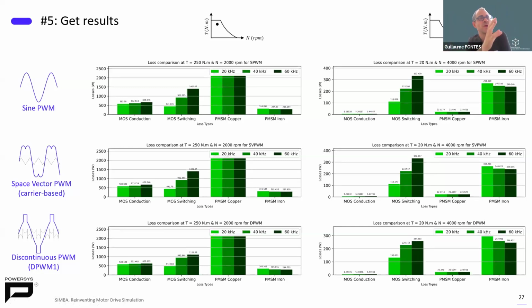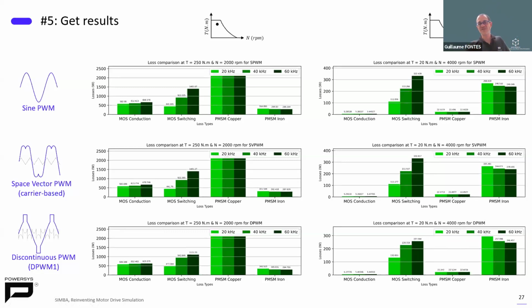So here we can see that there is a kind of trade-off to get with the modulation strategy and also the switching frequency, to get a good sharing between the losses in the inverter, with the switching losses of the MOSFET, and the iron losses of the motor. And in this case, the last modulation strategy, the discontinuous one, can be a good choice.